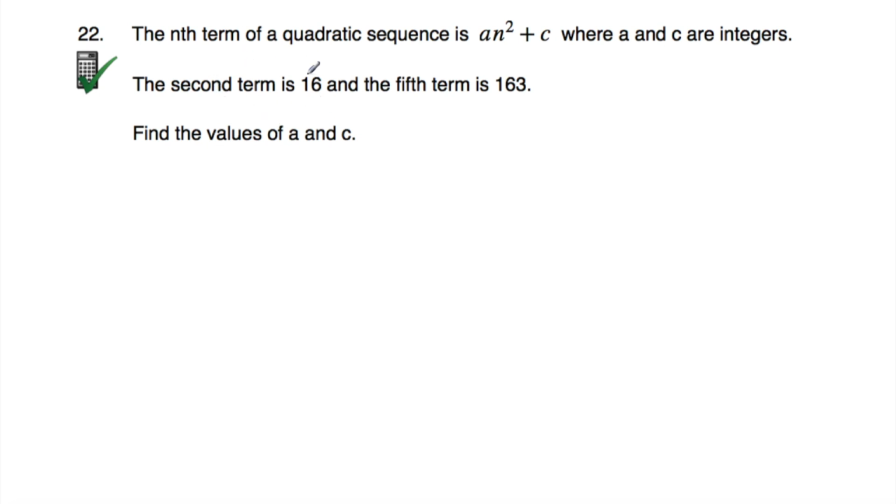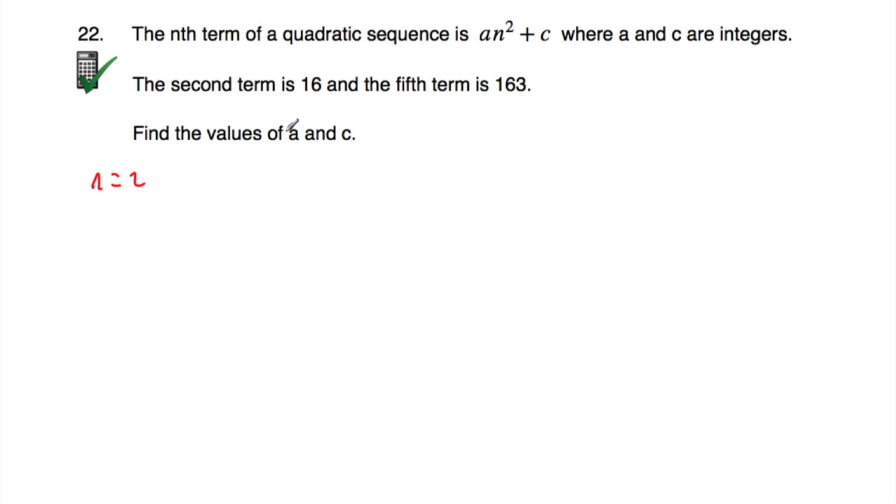Now, here we've got the second term as 16, so that means that n is equal to 2. If we substitute that into the nth term, that would be equal to 16. And here we've got the fifth term, so if we let n equal 5 and substitute that in, we get 163. That's going to be a really important bit of information in this question, so let's actually do that.